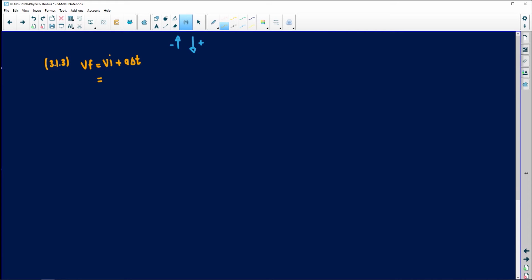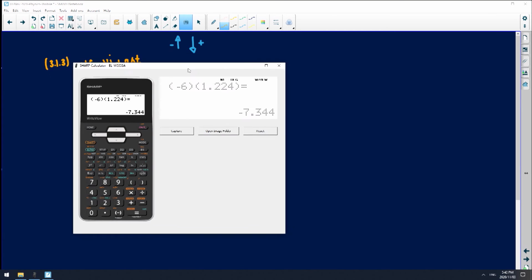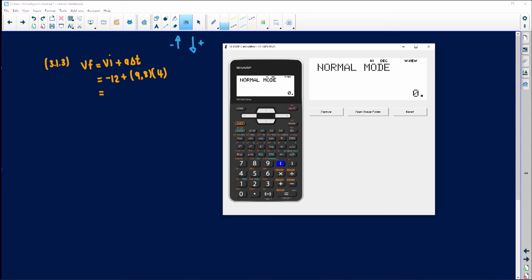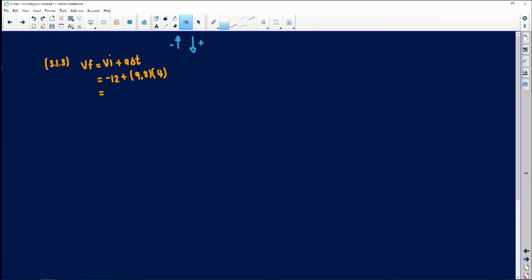My initial velocity, it was thrown at an initial velocity of 12, plus A, my gravitational acceleration, which is 9.8. My time, they said at a time of 4 seconds. So where there's T, I just substitute that with a 4. I'm going to put all this exactly as it is in my formula, in my calculator: negative 12 plus 9.8 multiplied by 4. And then I get 27.2 meters per second to the exponent 1, the SI unit for velocity.